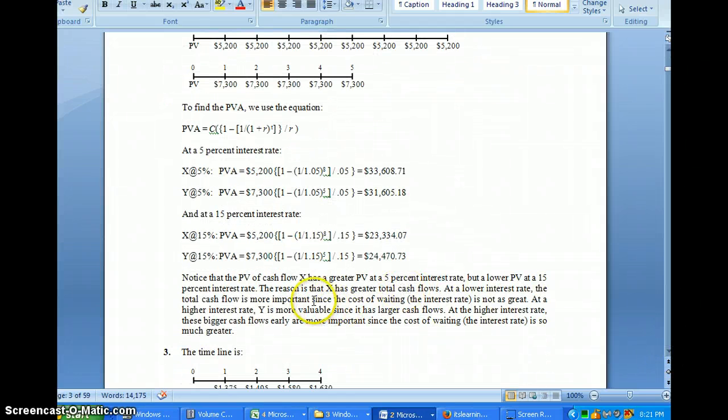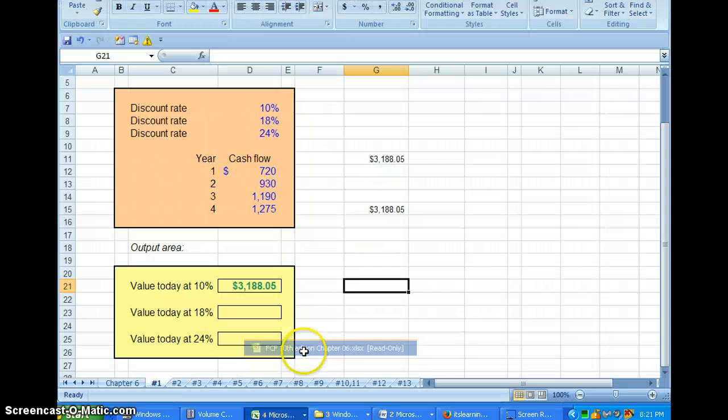Now notice that the present value of the cash flow X has a greater present value at a 5% interest rate, but a lower present value at 15% interest. The reason is that the X has greater total cash flows. At a lower interest rate, the total cash flow is more important since the cost of waiting is not as great. At a higher interest rate, Y is more valuable, since it has larger cash flows early. At the higher interest rate, these bigger cash flows early are more important since the cost of waiting is so much greater. Now let's look at how you put this together in Excel.